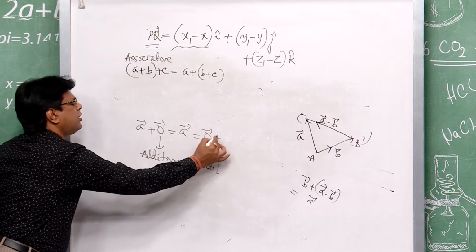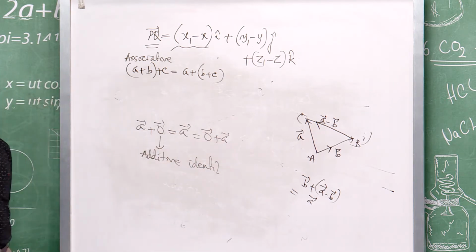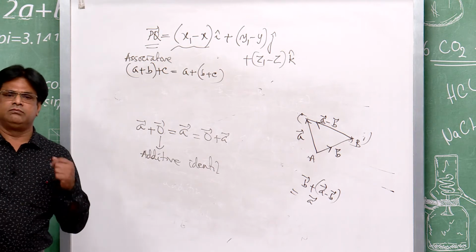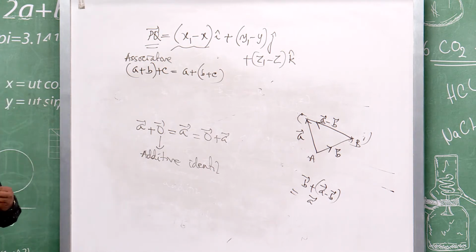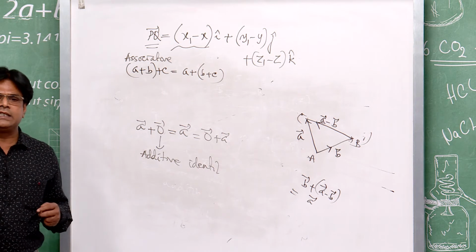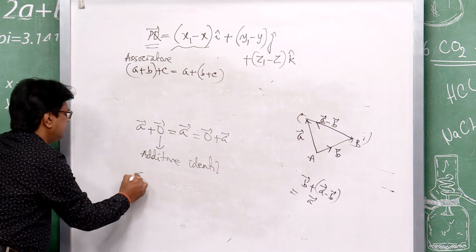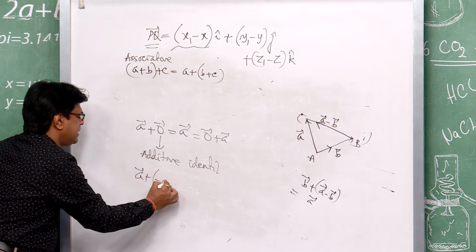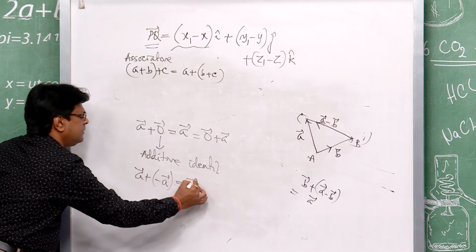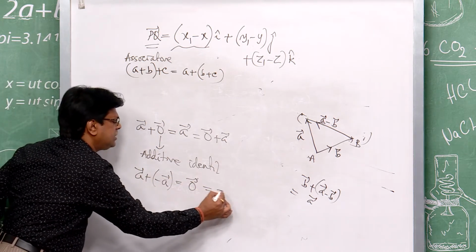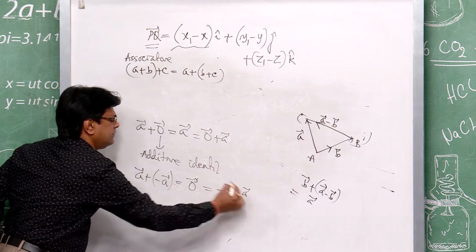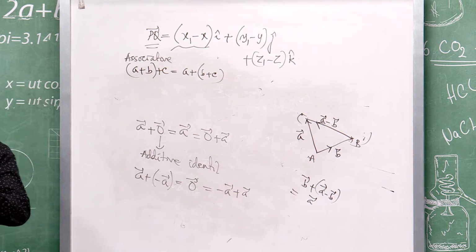Similarly, the zero vector plus a vector: again, the existence of an additive inverse. For a vector a there is another vector, minus a, so minus a acts as an additive inverse. So, a vector plus minus a vector gives your zero vector. This is your minus a plus a. So, these are the properties of the addition and subtraction of vectors.